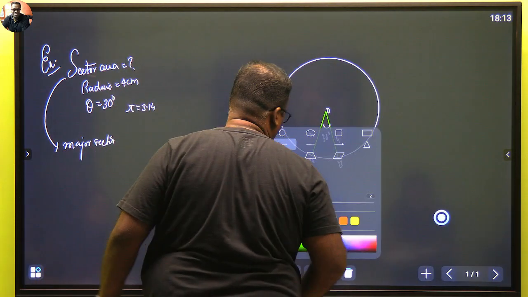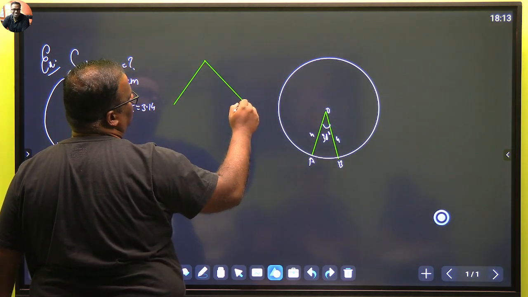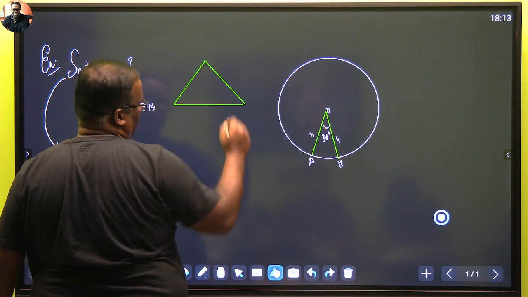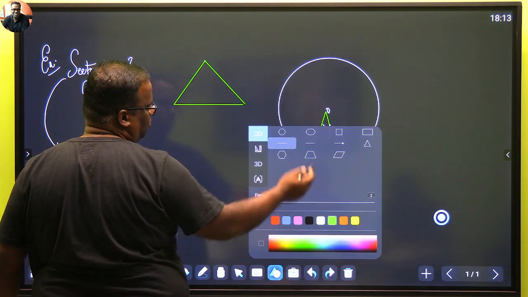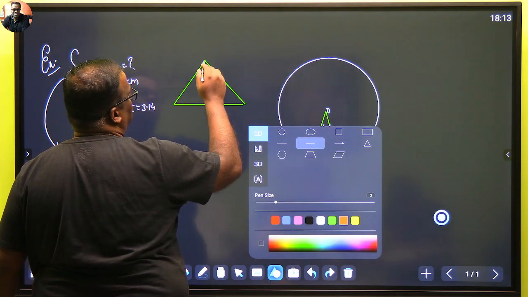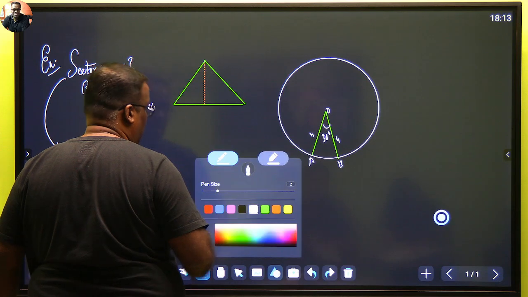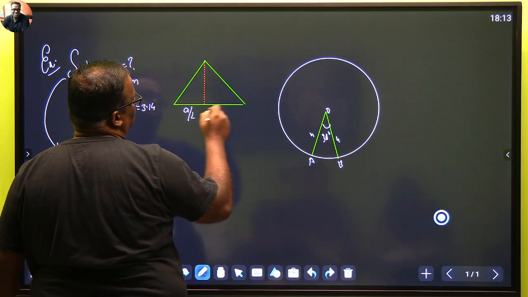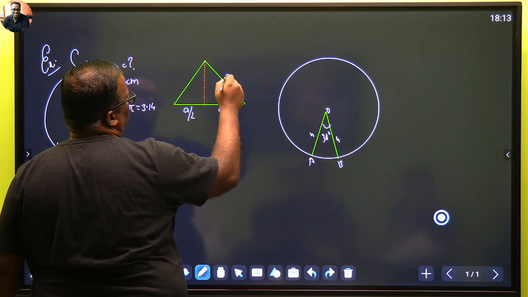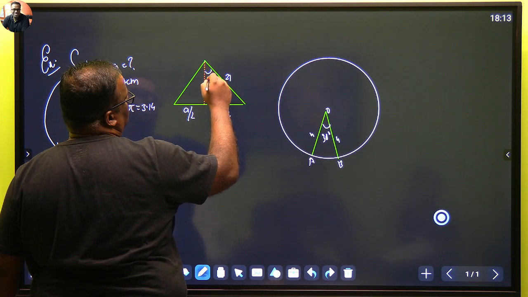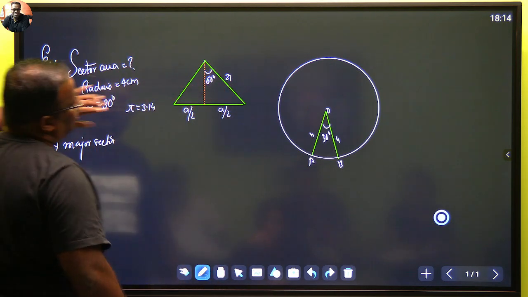Don't you think you have a formation of a triangle like this? And this angle is how much? Drop a perpendicular from here. If you drop the perpendicular, then what happens? This fellow is a by 2. This fellow is a by 2. What is the radius? 21. This fellow is how much? 60.